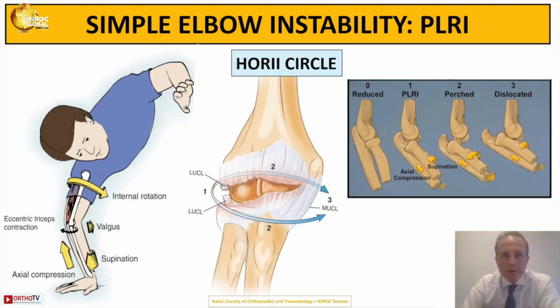The most known dislocation mechanism is the PLRI. By falling on the hand with the elbow extended, axial force combined with valgus and supination stress produce a circular lesion of the stabilizers. The lesion starts in the lateral collateral ligament, progressively involves the anterior and posterior capsule until it involves the medial collateral ligament, the Horii circle.